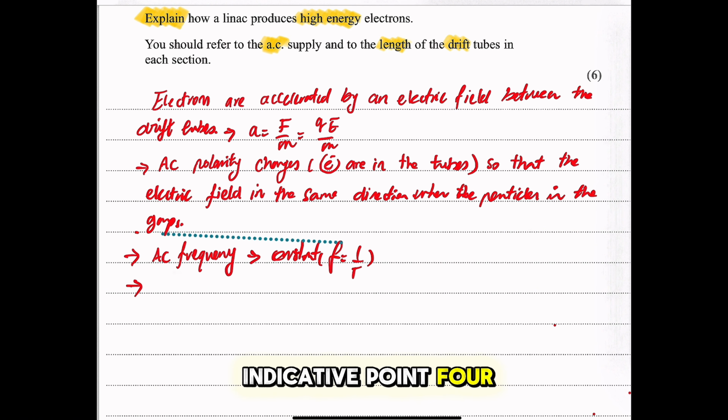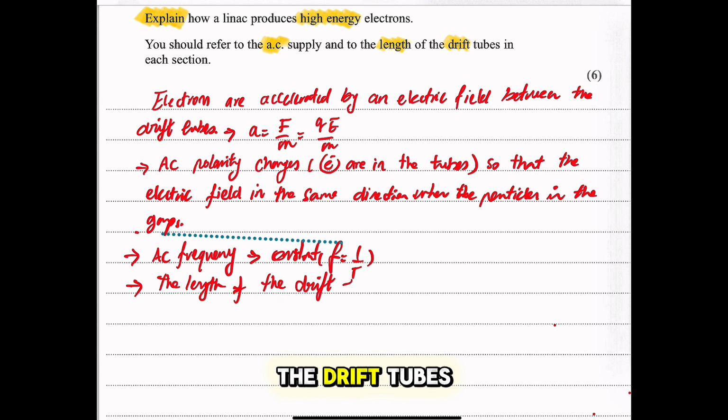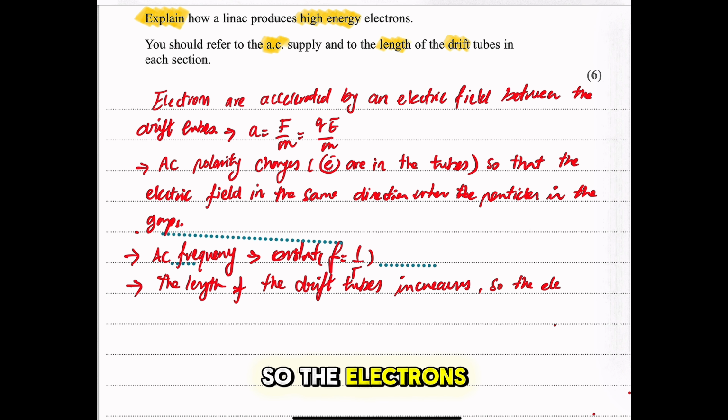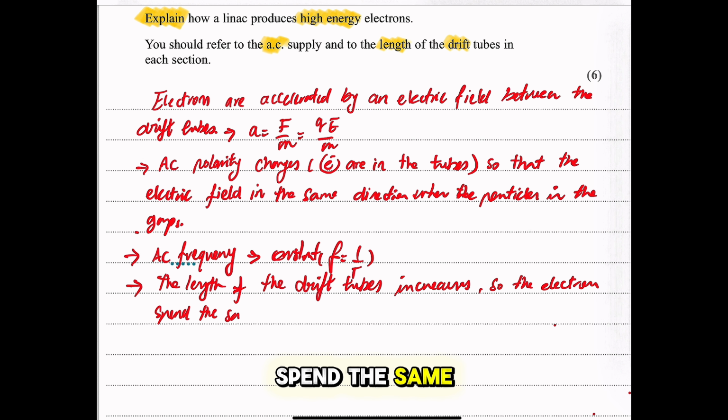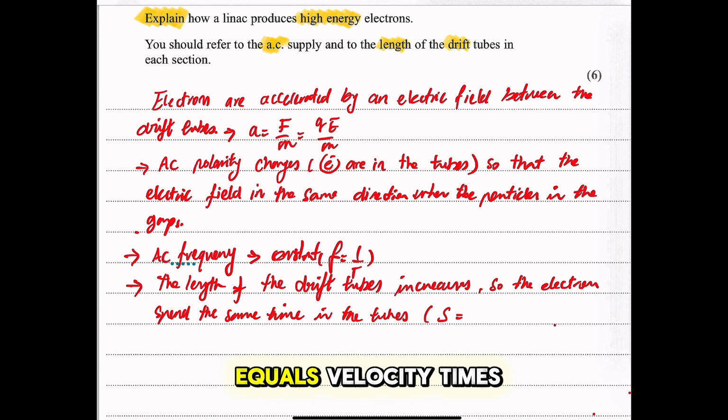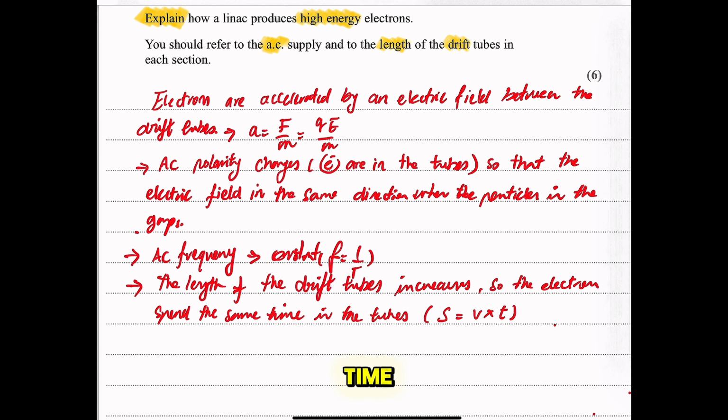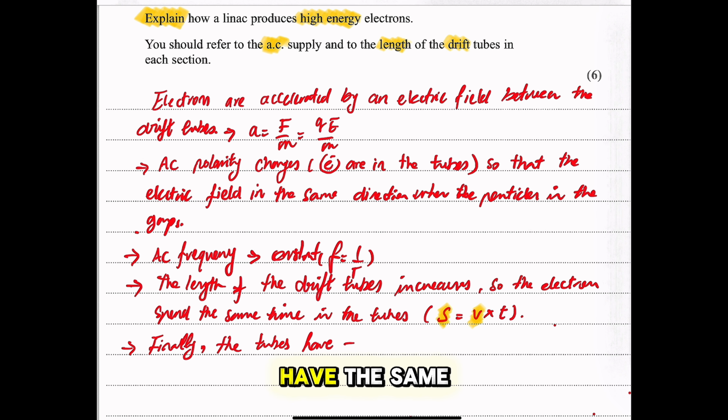And for indicative point 4, the length of the drift tubes increases, so the electrons spend the same time in the tubes. And this one is according to distance s equals velocity times time. So the length increases, so the velocity increases because the time taken is constant.